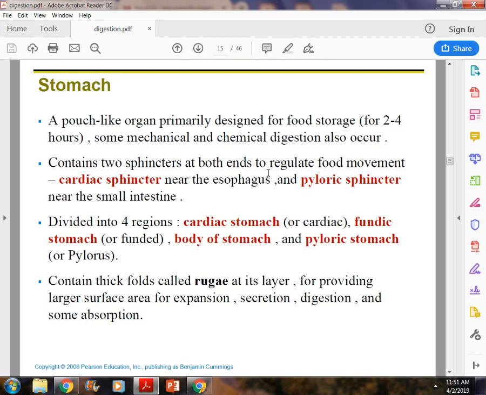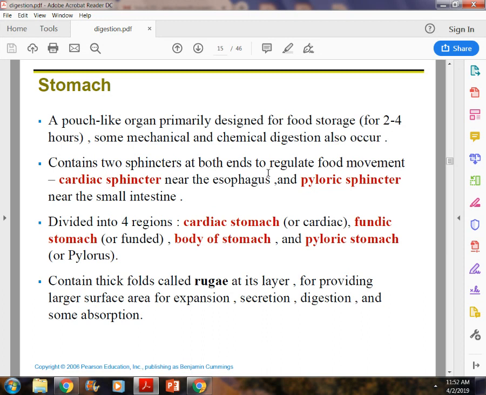Your stomach. Your stomach is basically just this pouch that is there for food storage for just a little bit of time. It's going to hold food for anywhere from 30 minutes to 3 to 4 hours. Be sure that you know that mechanical and chemical digestion occur in the stomach. It contains 2 sphincters, and you'll need to know where they are. The cardiac sphincter is at the top where the esophagus attaches to the stomach. The pyloric sphincter is at the bottom of the stomach where the stomach attaches to the small intestine.